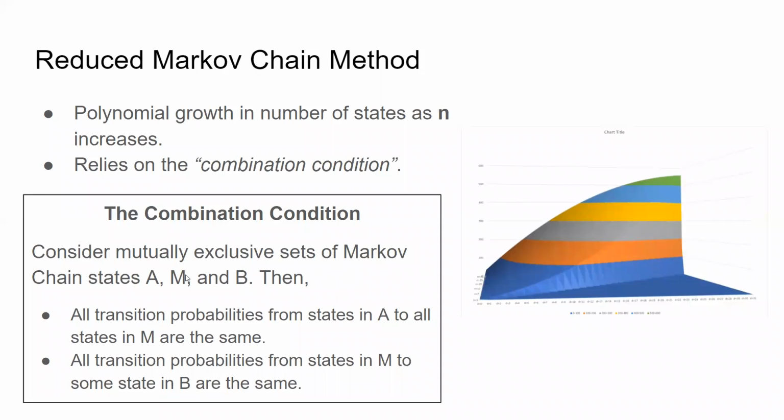So that when you use the Markov chain to do these key rate calculations, you don't have to use as many states, and you save on computation time. And the idea is that instead of generating all these states, potentially to the power of n states, and then having to find A, M, and B, this reduced Markov chain method instead, in a way, generates states that are combined already.